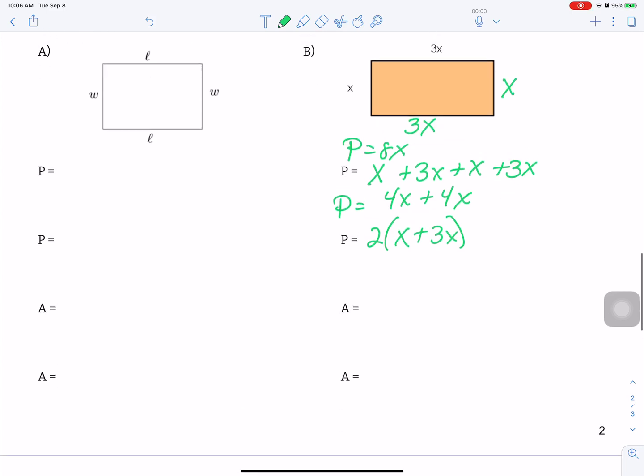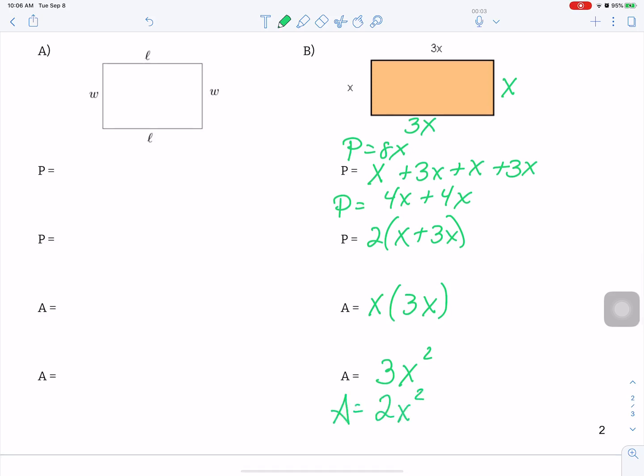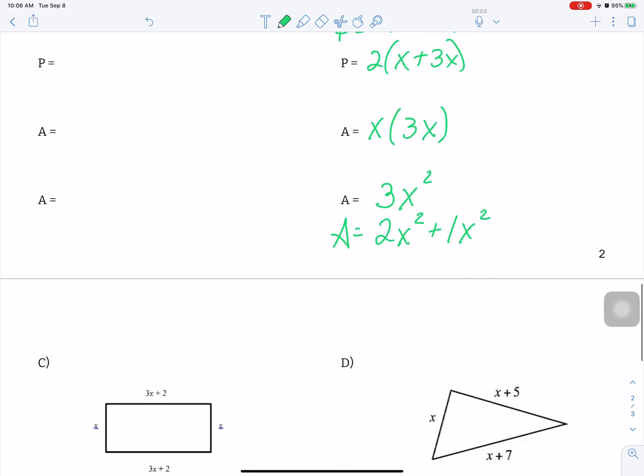The area is length times width for a triangle or for a rectangle. So x times 3x, and then I could actually multiply those together to get the 3x squared. And we could come up with other ways. We could actually just go ahead and say it's 2x squared plus 1x squared, because it still all means the same thing.